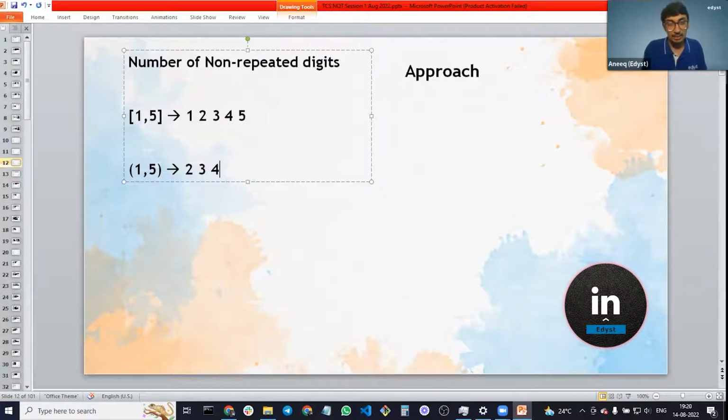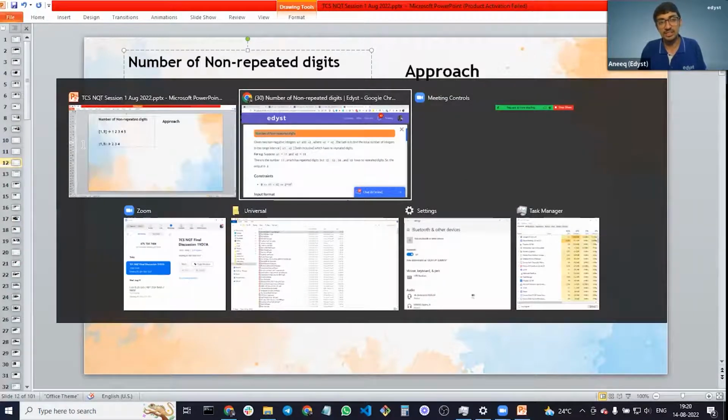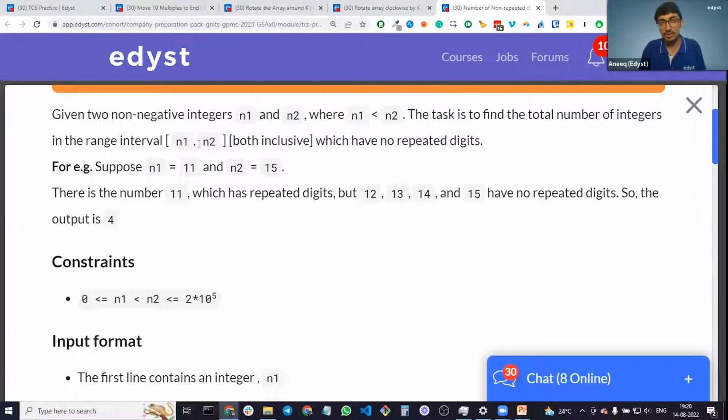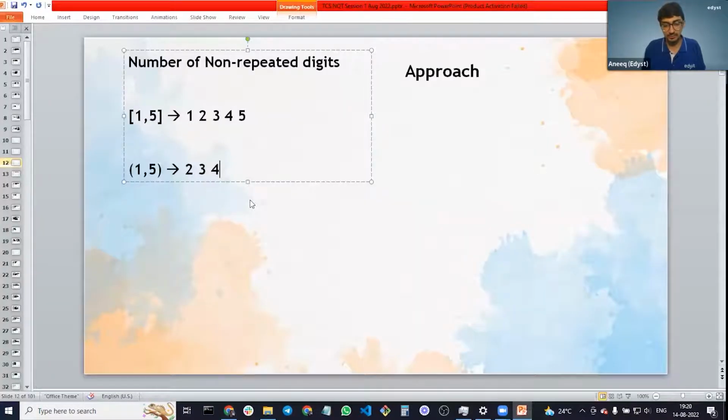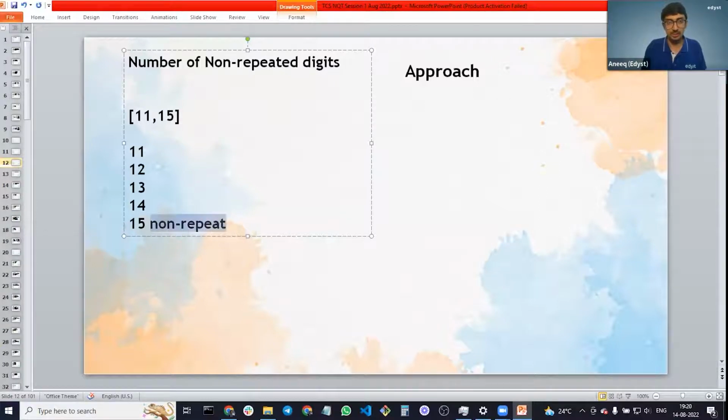Very nice. Okay. So the task is to find the number of integers in the range interval n1 and n2, where n1 and n2 are both inclusive, which have no repeated digits, meaning that it can't have any repeated digits in them. For example, if I take n1 as 11 and n2 as 15, what are the numbers? 11, 12, 13, 14, 15. 15 is non-repeat. This is a non-repeated number.